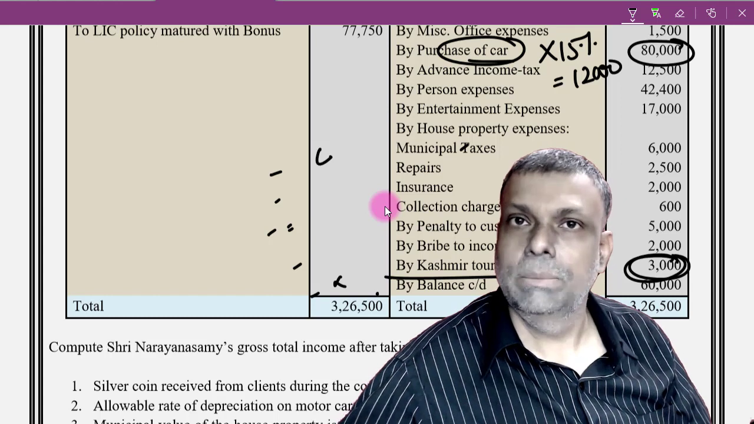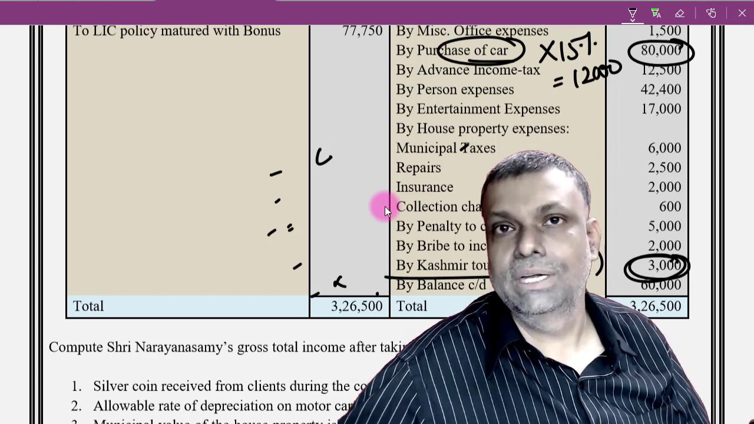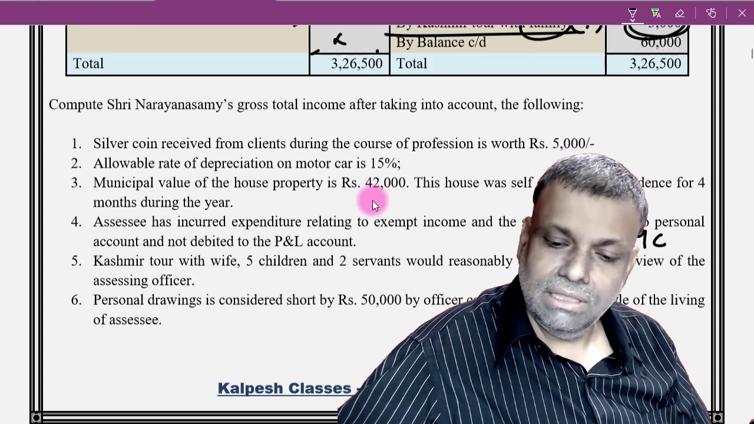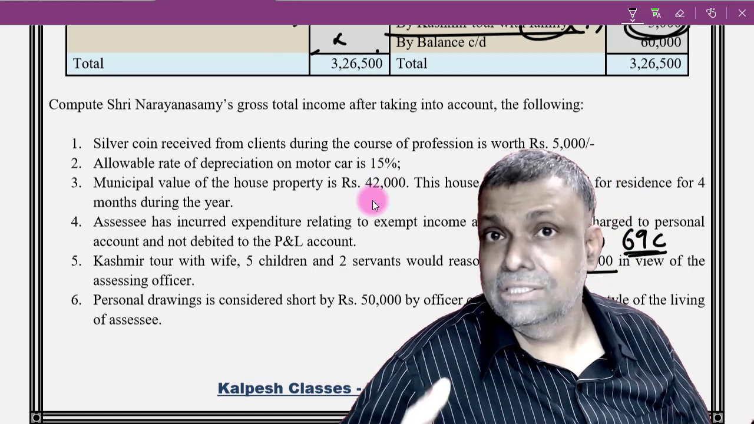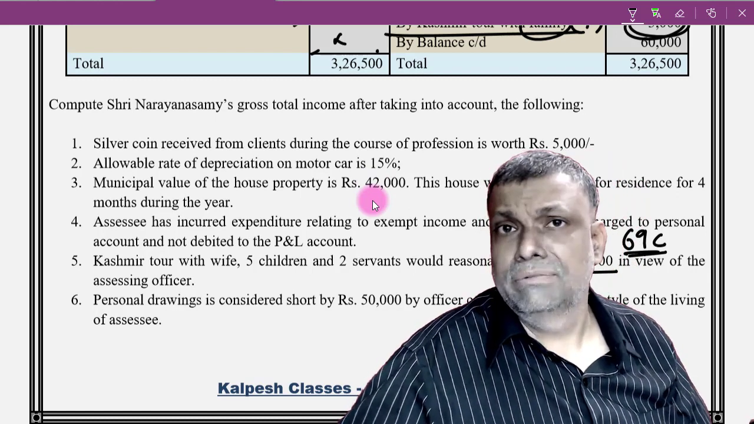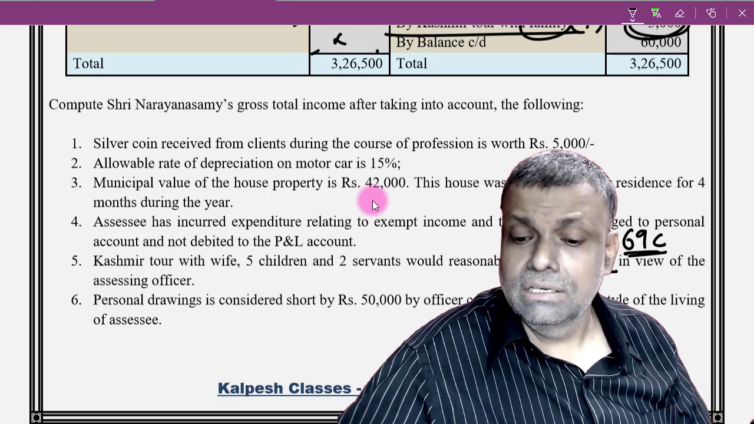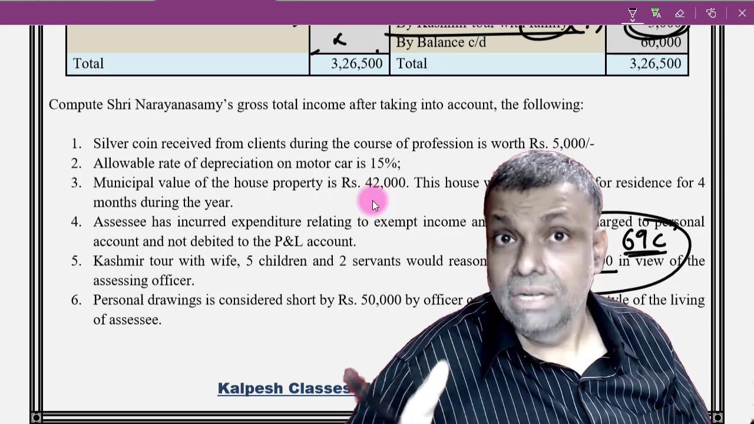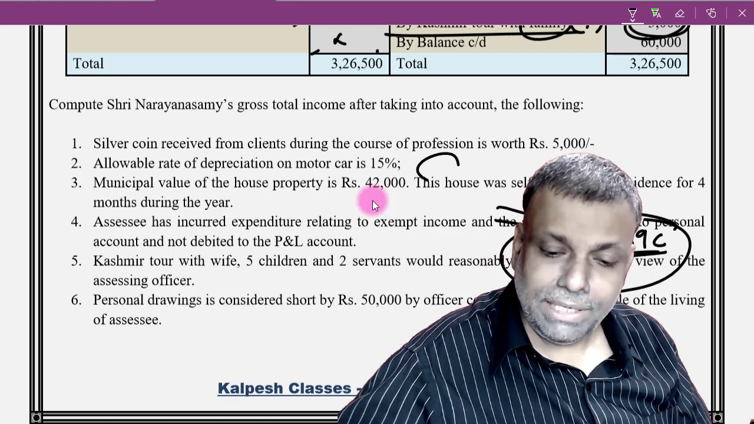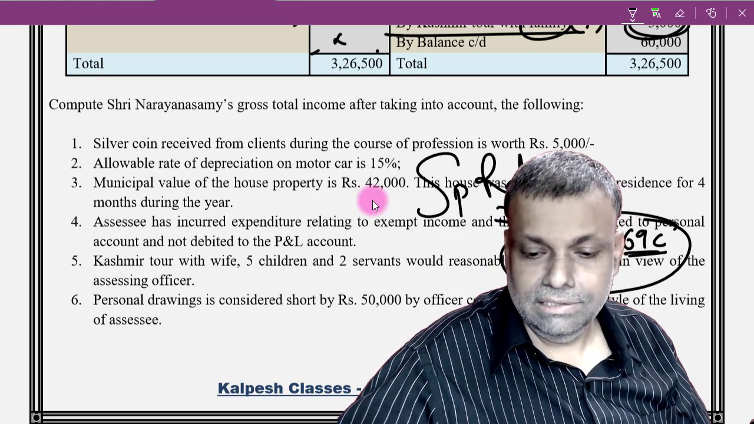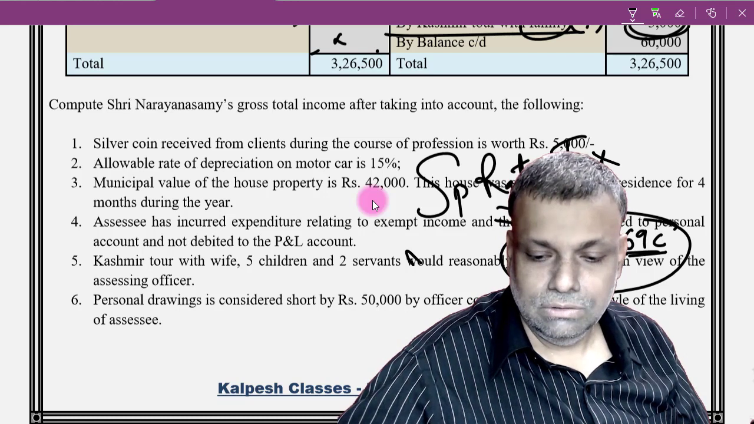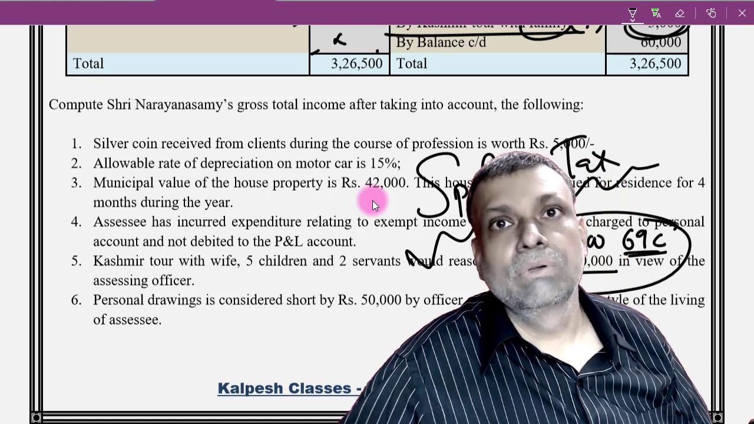Okay, so these 3,000 will be added, because it is a personal expenditure. But 47,000 will be added under section 69C. Now, this is very important, friends, that you show separately additions done under section 69C. The reason is that there is a special rate of tax for this type of income.